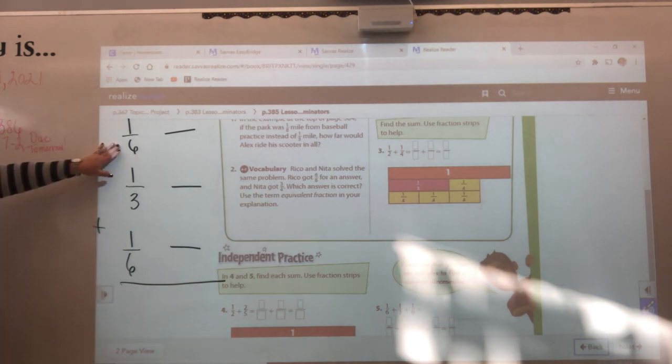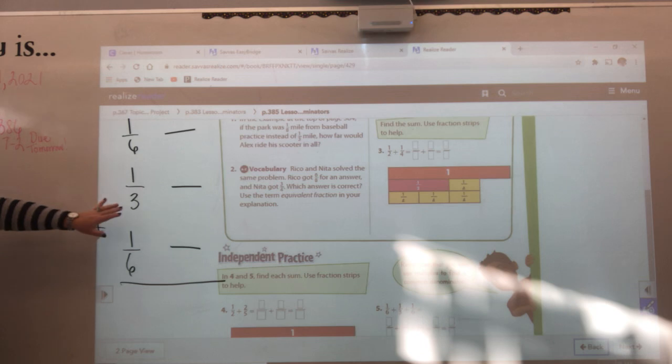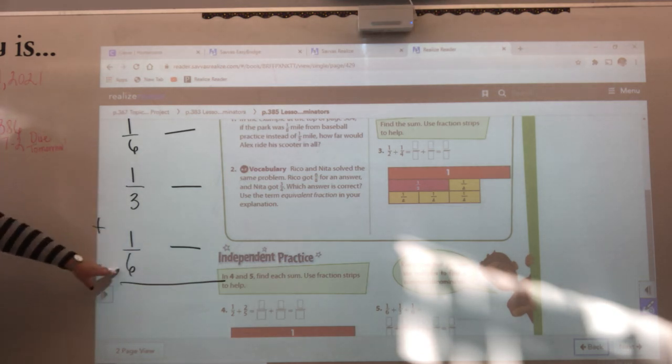So now we've got to decide where we're going to start. Do you want to start on a 6 or a 3 or a 6? It really doesn't matter what 6 we're going to start on. I'm just going to start on the bottom one. It doesn't really matter though. Okay? Now let's multiply 6 times 1. What are you going to get? 6 times 1 is 6.